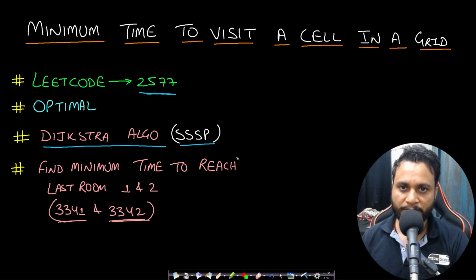A very similar problem that you can solve is find minimum time to reach last room 1 and 2 problem. I have already made a video on both of these, so you can click on the I button and also find the link in the description below. This problem is from Leetcode number 3341 and 3342.